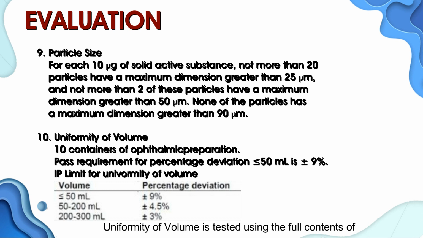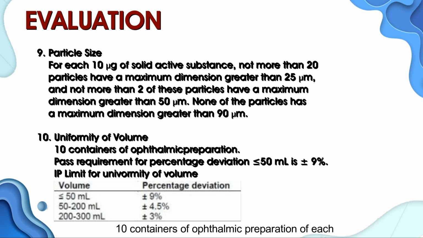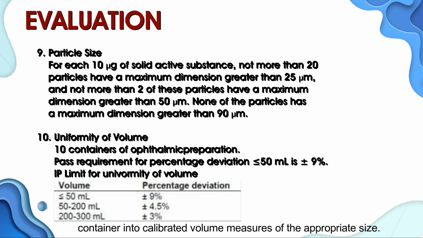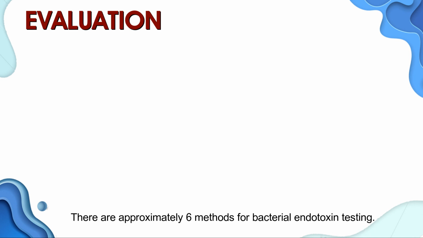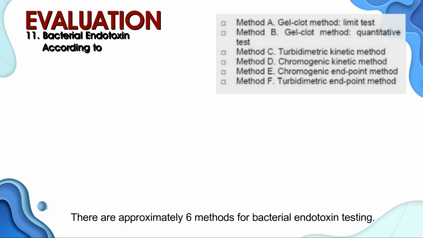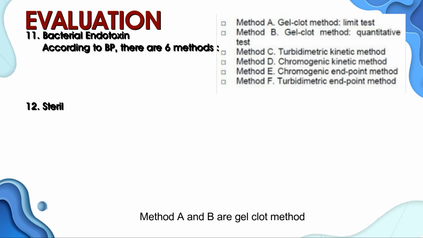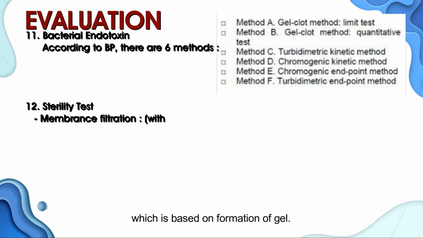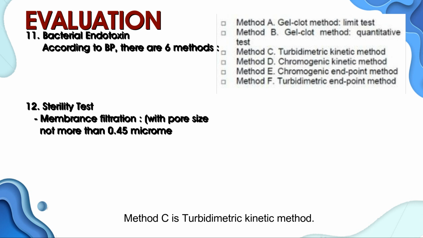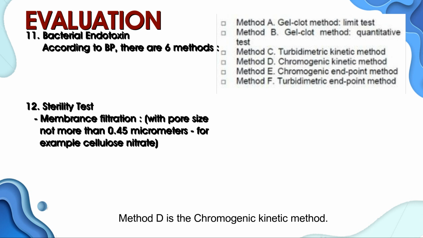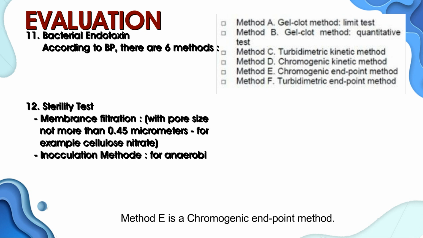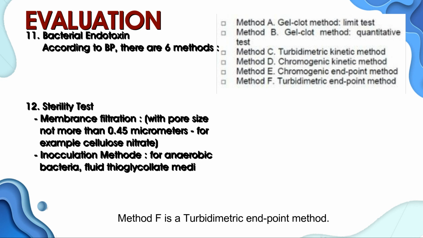Uniformity of volume is tested using the full contents of 10 containers of the ophthalmic preparation, pouring each container into a calibrated volume measure of the appropriate size. There are approximately 6 methods for bacterial endotoxin testing. Methods A and B are gel clot methods, which are based on the formation of gel. Method C is a turbidimetric kinetic method. Method D is a chromogenic kinetic method. Method E is a chromogenic endpoint method. And lastly, method F is a turbidimetric endpoint method.